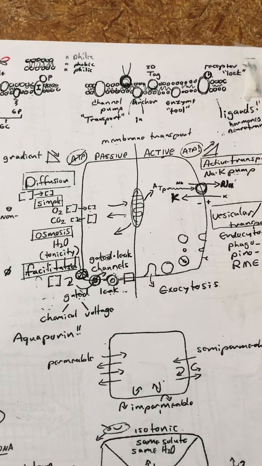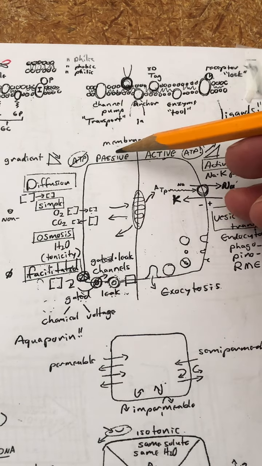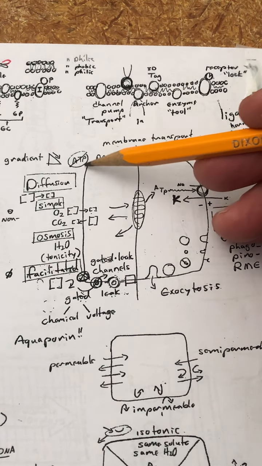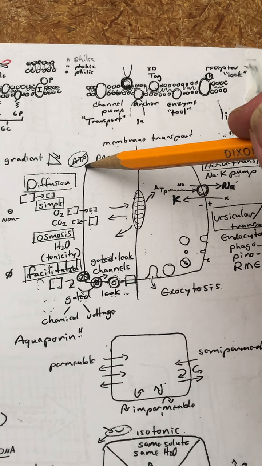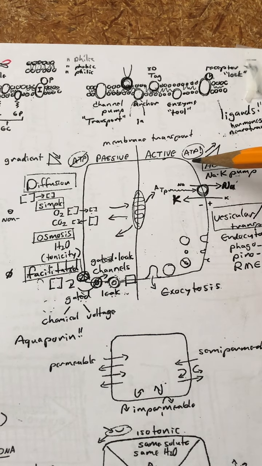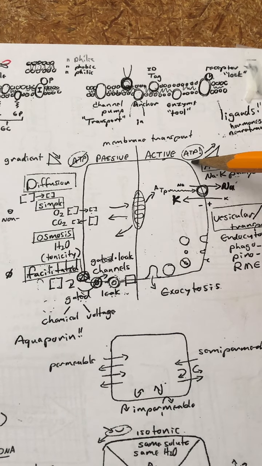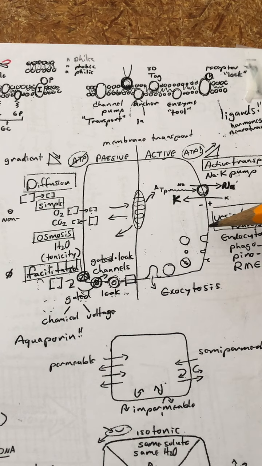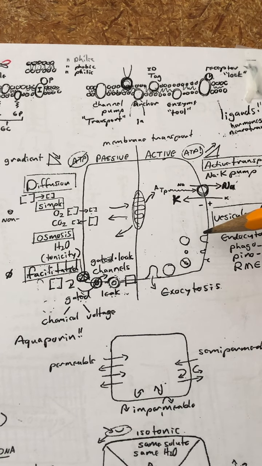So membrane transport. With passive transport, ATP is not used by the cell. It's free. It just plain happens if the cell membrane will allow it to happen. With active transport, the cell has to pay for it in the form of ATP. So ATP energy has to be used to move something across the cell membrane.